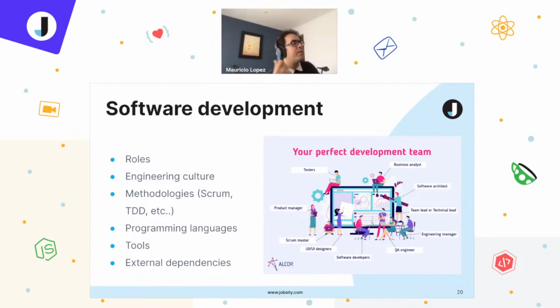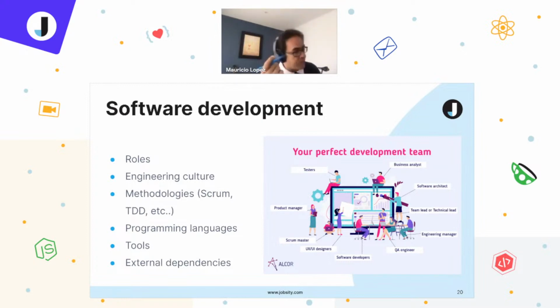You need to define some kind of engineering culture. All of the folks in my team have read Clean Coder by Uncle Bob. It's a great book. Uncle Bob had many issues with the community, but his book is great. It really gives you a framework to be a respectable software developer, someone who is really professional in what he does. Okay, so engineering culture is something to have in mind. Methodologies: are you going to use Scrum? Are you going to have a team that is going to apply test-driven development?